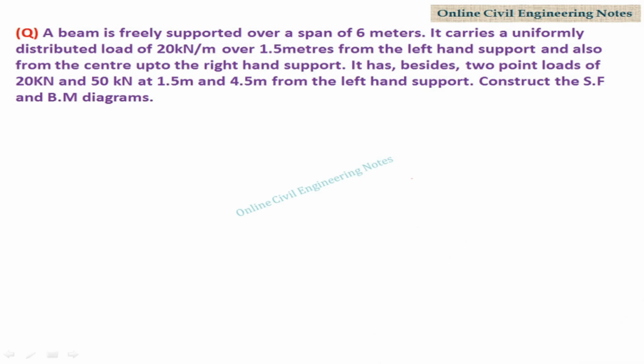A beam is freely supported over a span of 6 meters. It carries a uniformly distributed load of 20 kN per meter over 1.5 meters from the left hand support and also from the center up to the right hand support. It has besides two point loads of 20 kN and 50 kN at 1.5 meter and 4.5 meter from the left hand support. Construct the shear force and bending moment diagrams.